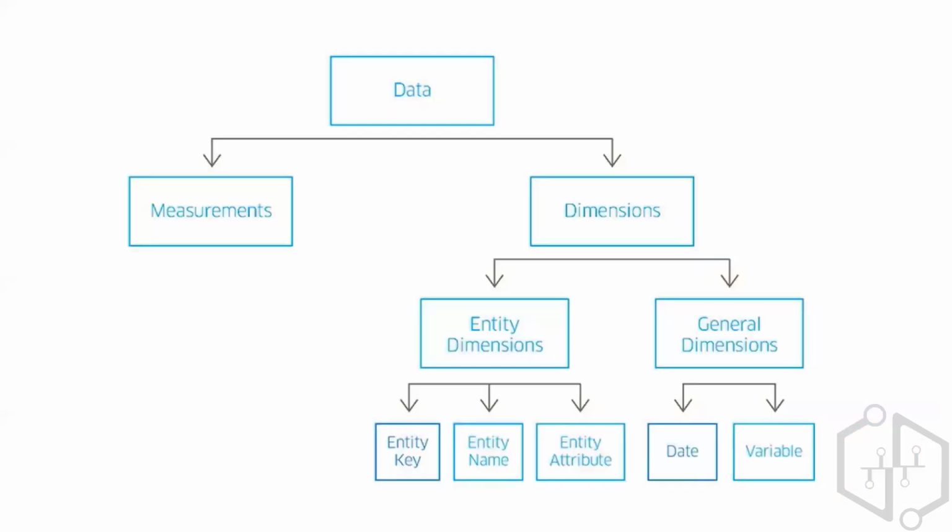So let's recap. Data is bifurcated into dimensions and measurements. Dimensions are of two types: entity dimensions and general dimensions. Entity dimensions have an entity key, name, and attribute. General dimensions are date and variable.